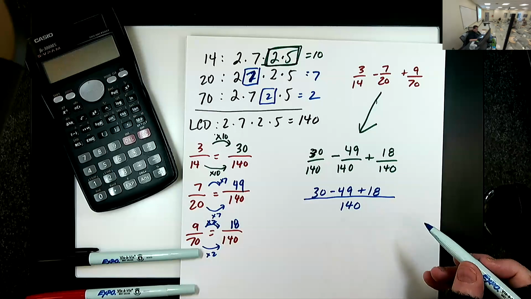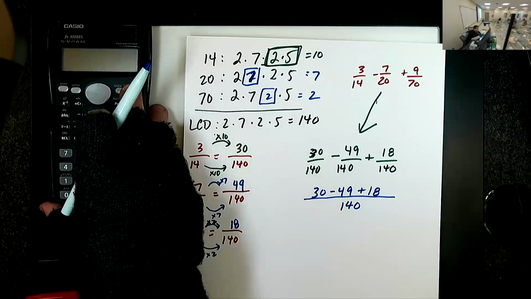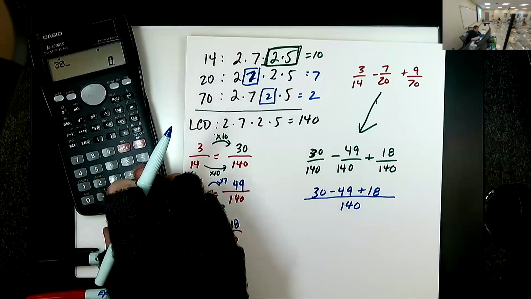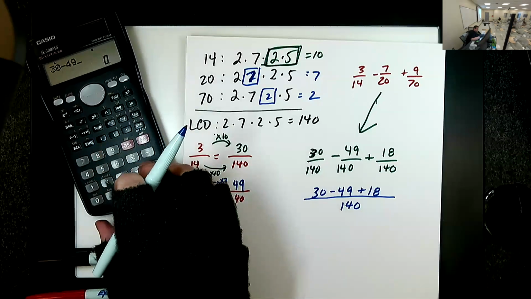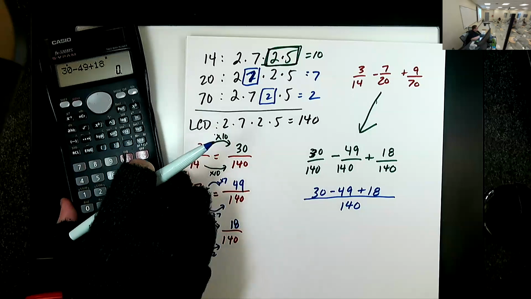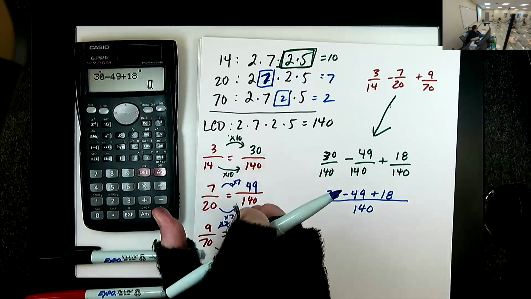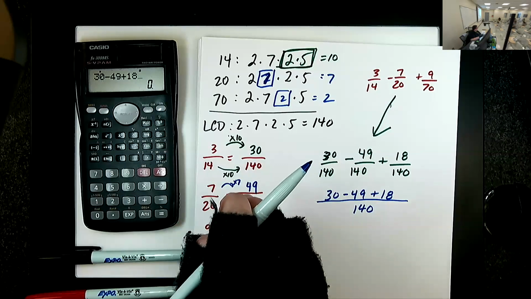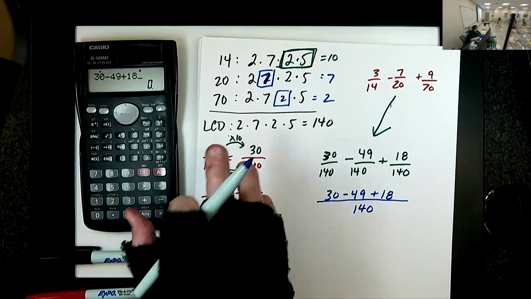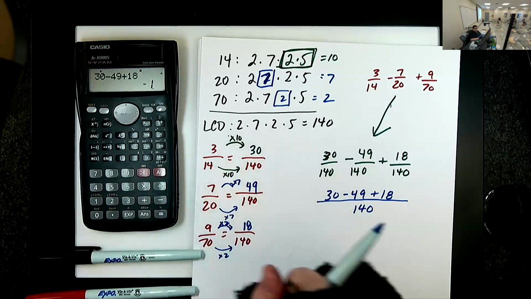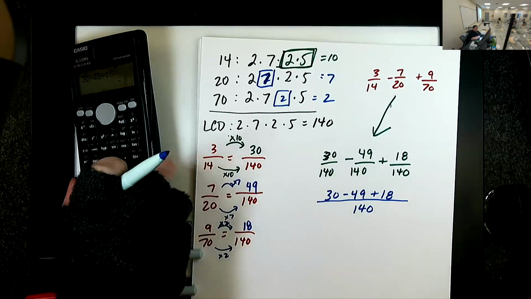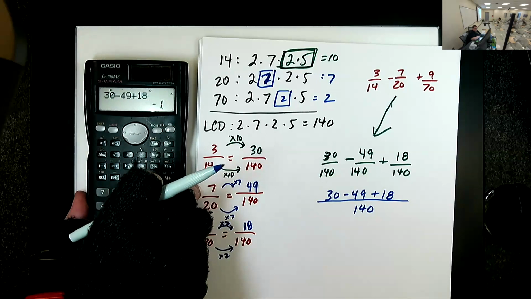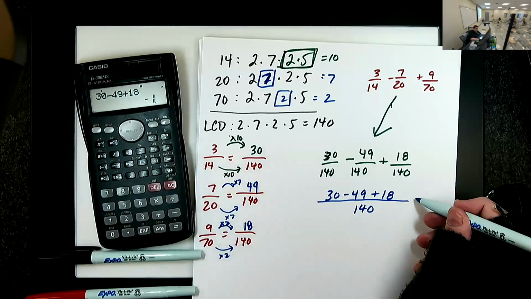Okay, so now I'm going to do this in a calculator. This is easy to mess up in a calculator if you get impatient and you try to do it all at once. Just do the stuff on top first. That adds up to -1. Oh, that's convenient.